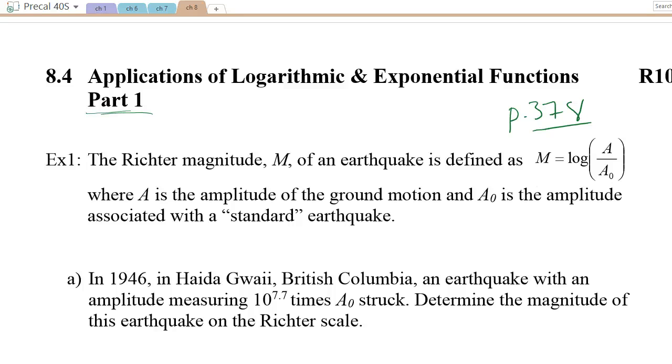Okay, welcome to 8.4 Application of Logarithmic and Exponential Functions. Our first example is pulled mostly from the textbook, page 378. I think they have nearly the same examples. Maybe they vary just a little bit.